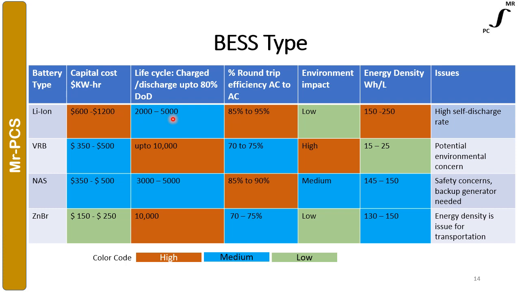In terms of life cycle, VRB and zinc bromine offer the highest life as compared to lithium ion and sodium sulfur. In terms of round trip efficiency, lithium ion has the highest efficiency, up to 95%. Sodium sulfur is very close to lithium ion, and VRB and zinc bromine offer a medium range. In terms of environmental impact, VRB has the highest impact, whereas NAS has medium impact, and lithium ion and zinc bromine have the lowest impact. Energy density could be an issue where real estate is expensive. Lithium ion has high energy density, whereas NAS and zinc bromine have medium energy density, and VRB has low energy density.